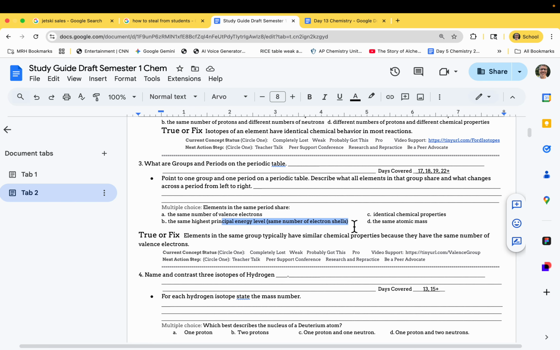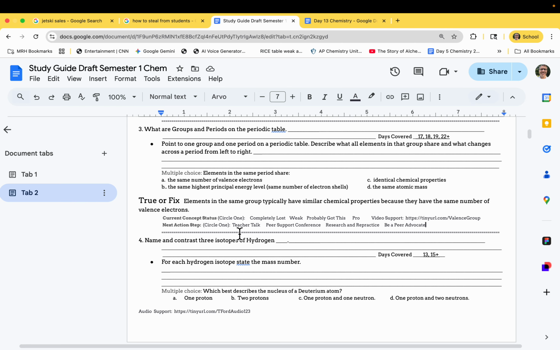True or fix? Elements in the same group typically have similar chemical properties because they have the same number of valence electrons. True. That's a key concept we dealt with all year long. Elements in the same group have similar chemical properties, and they do so because they have the same number of valence electrons. All right, there's a video support here if you feel like you need more support on that concept.